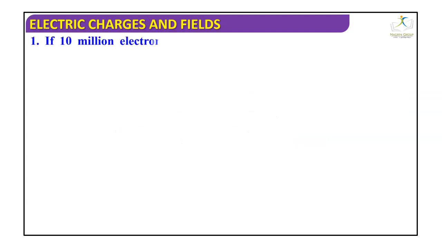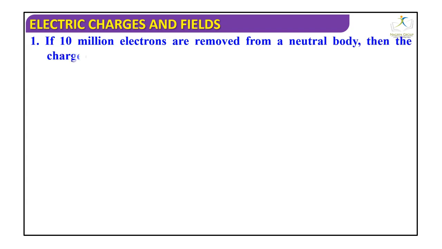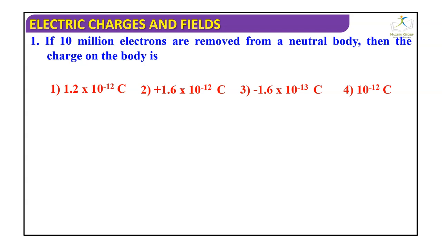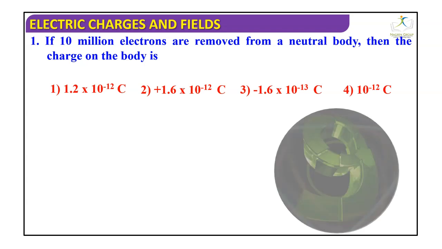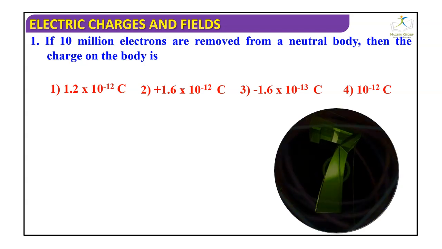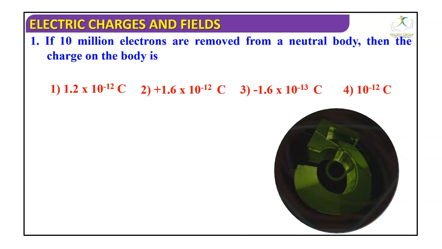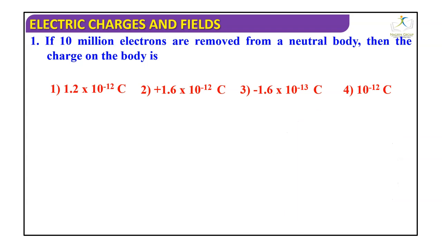The first question we have: if 10 million electrons are removed from a neutral body, then the charge on the body is. We have options. Now I'm giving a few seconds to you to solve that particular problem. Hope you did. Let us see the solution of this question.